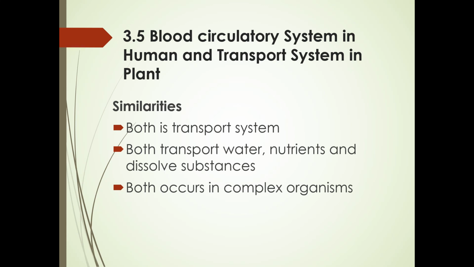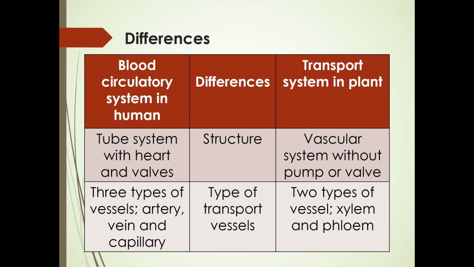So you have to remember the similarities for the plants and also for the human are the same. It's actually a transport system. And what does it transport? It transports water, nutrients, and dissolved substances. And another one, they occur in a complex organism, which means it is multicellular. Now what is the difference?